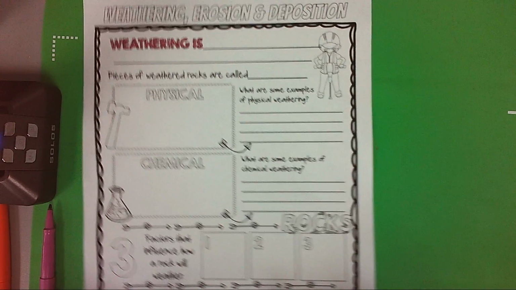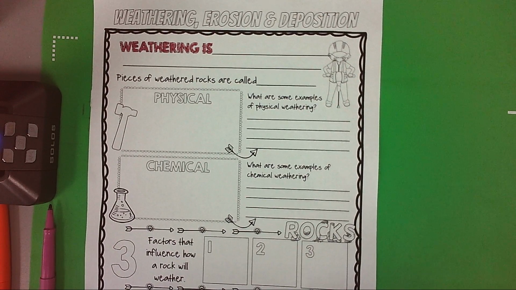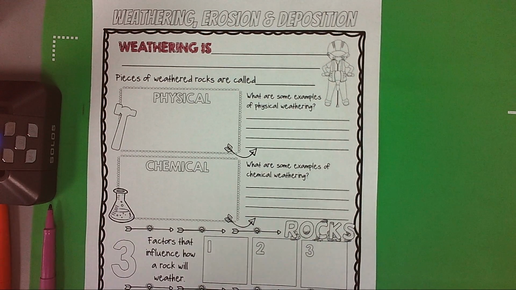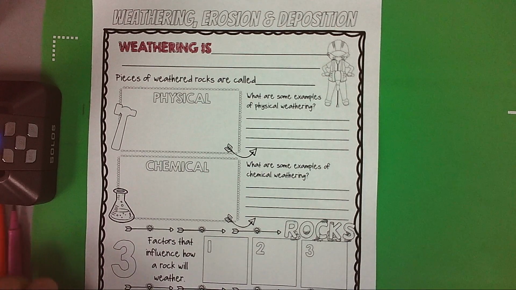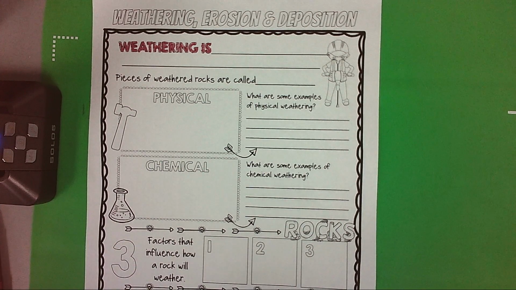Okay, so as we start our Earth Science unit, first thing we're going to start with studying is Earth's surface, the land, the rocks. So what happens as the land changes? So there's three processes that we're going to focus on. So the first one is weathering.